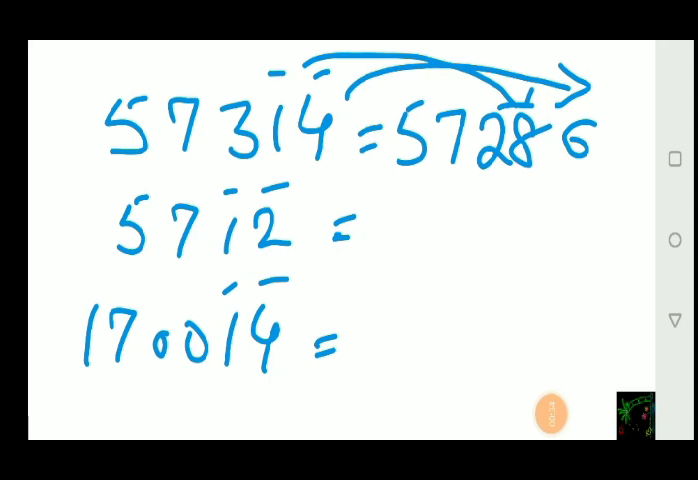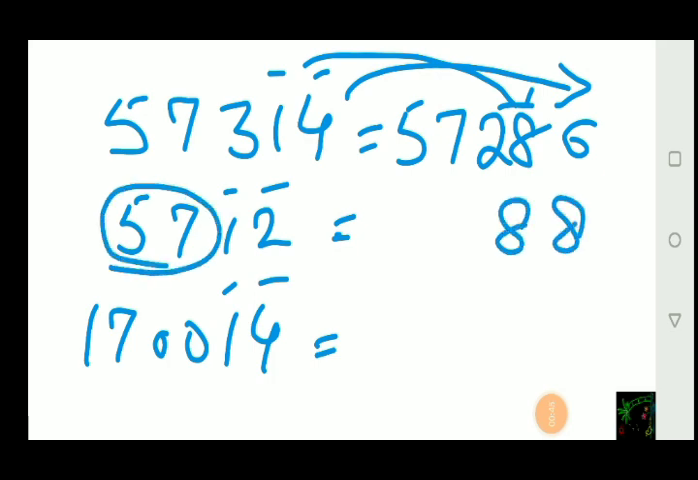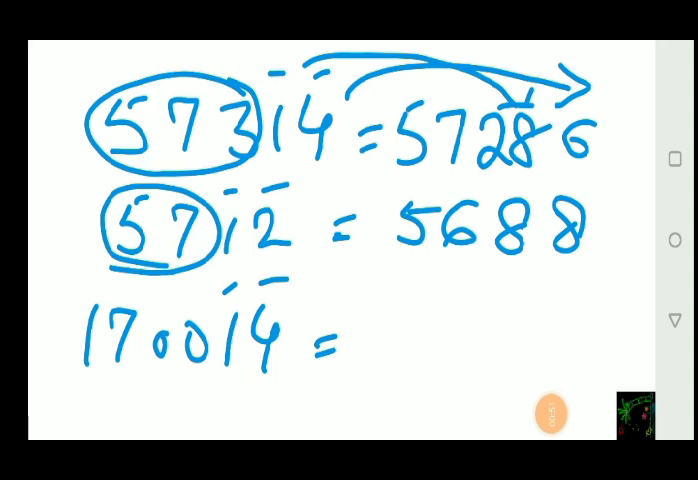Now in the next number again we are having bar at 2 and 1. So 2 will be subtracted from 10. We will be getting 8, 8 and then 57. It is without the bar, so it will be 1 less. That is 5688.